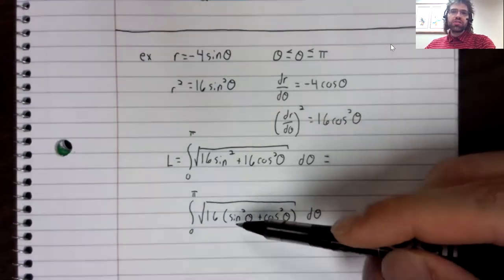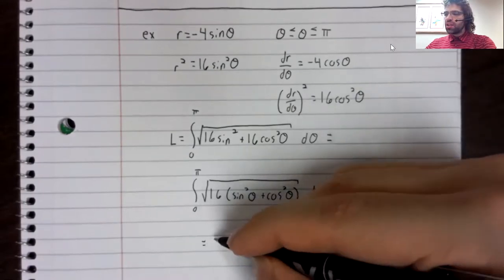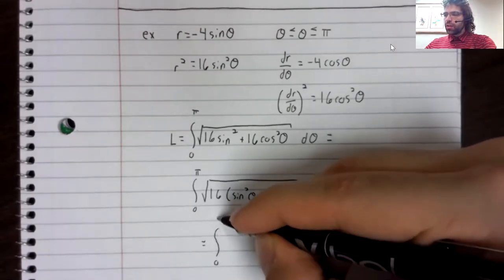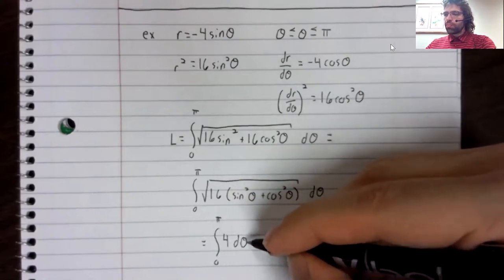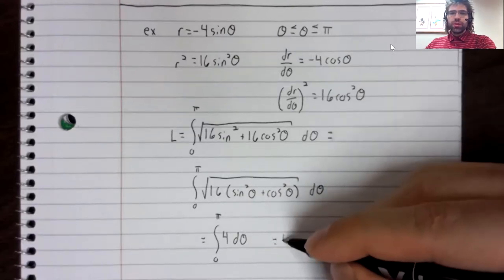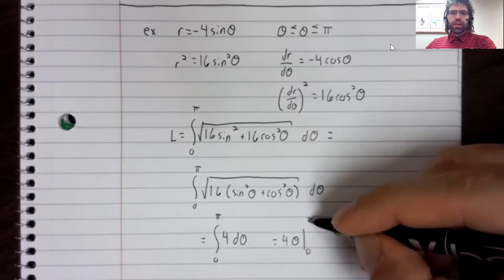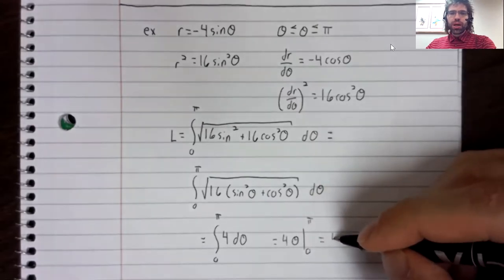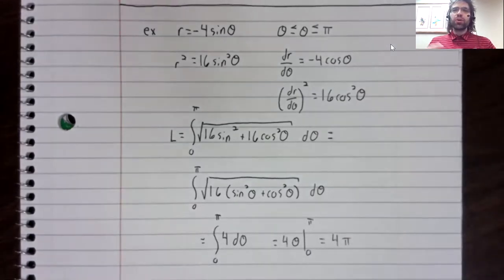And we have a constant here. The square root of 16, which is 4. So 4 theta, evaluated from 0 to pi, does give us the answer we were expecting, that the arc length is the circumference, 4 pi.